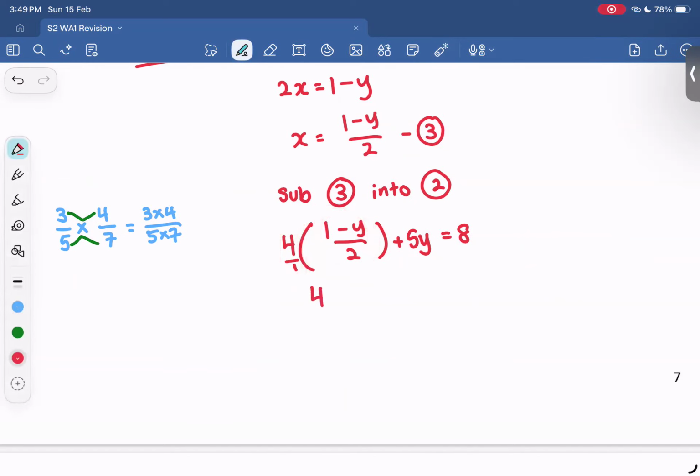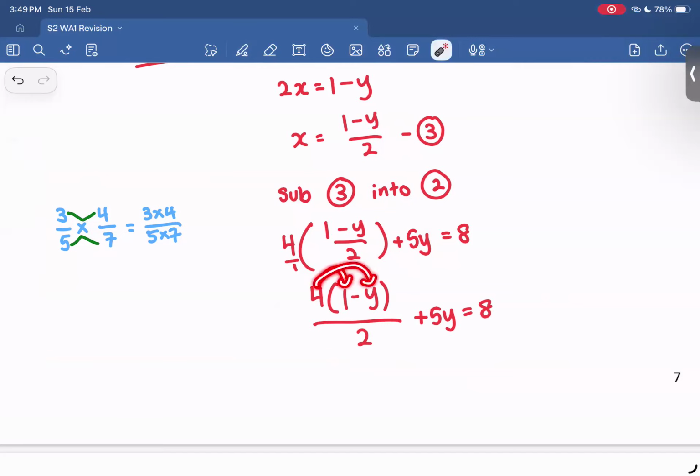I will have 4 bracket (1 minus y) over 1 times 2, that's just 2, plus 5y equals to 8. At this juncture, some of my students tell me, Mr. Hassan, I want to expand the top bracket because there I can just do the rainbow method. That's still fine. But maybe those of you who are a bit faster will realize that over here is 4, over here is 2. This is where in primary school they told you that if two numbers have a common factor, the common factor I can spot here is that they both can be divided by 2. So I'm going to divide both by 2.